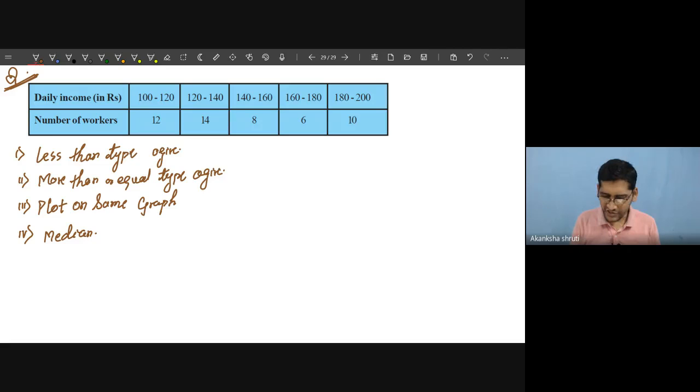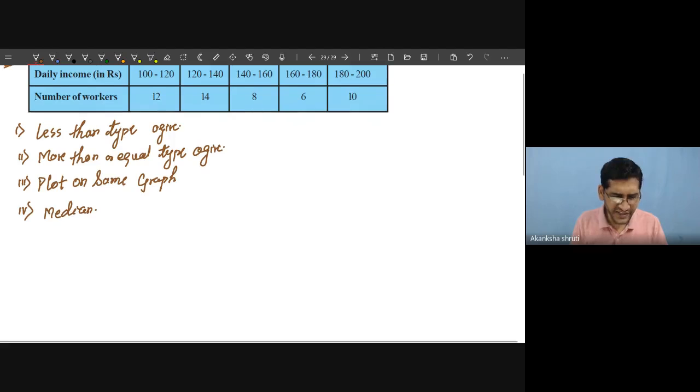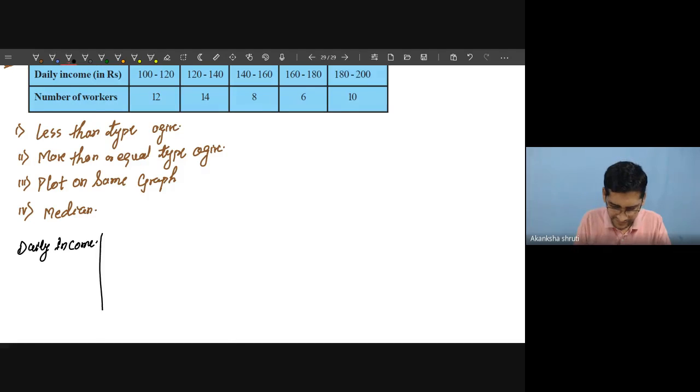Here we are interested in drawing the Ogive. So fx dx, fi di, fi ui, all these things are not required. So first write the data in the vertical form. Daily income, meaning the interval that we are taking. Then number of workers. This gives us the frequency fi.